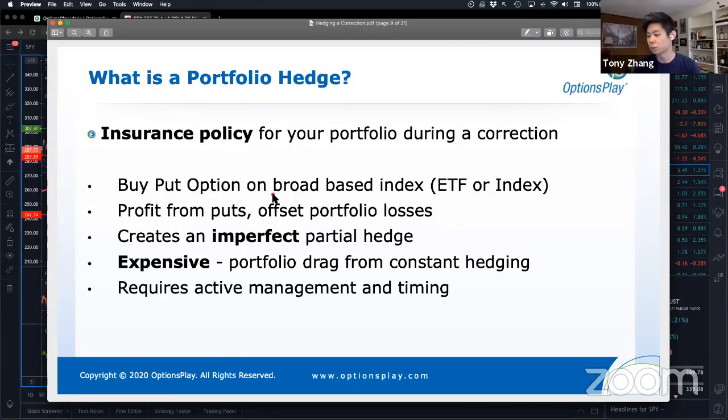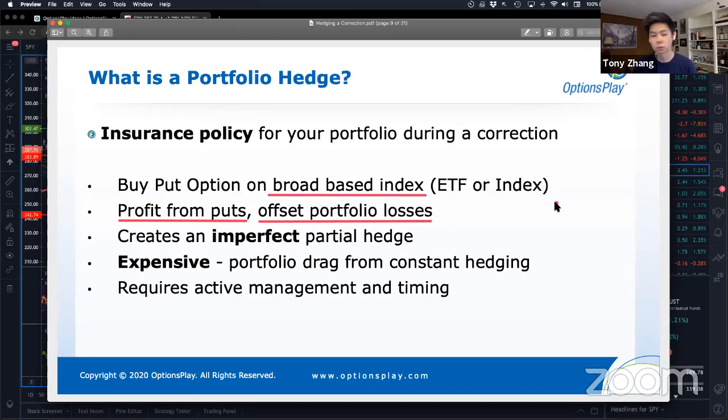So buying a put option on a broad-based index, so could be something like SPY, SPX, any of the broad-based indices that track your portfolio. We're going to talk a little bit about that here in a second. And what's going to happen here is when you buy a put, if the market starts to correct lower, your puts will generate a profit. Now, when you generate a profit, it's actually going to offset your portfolio losses.